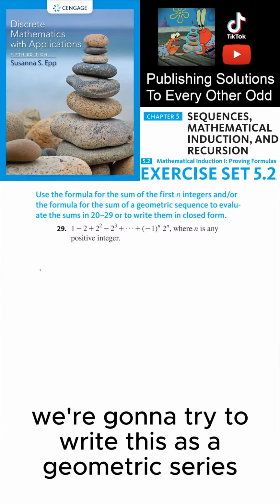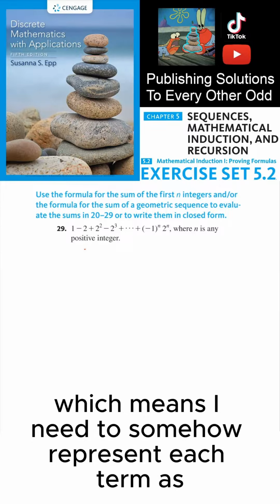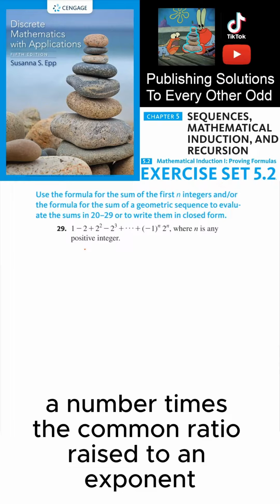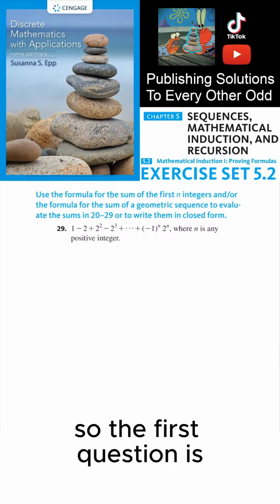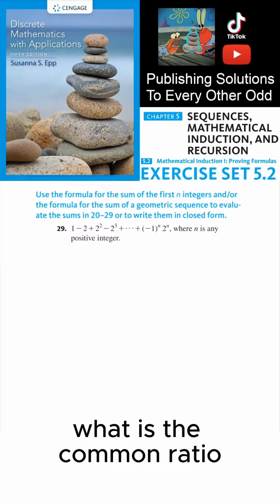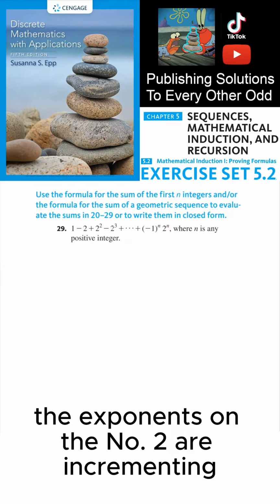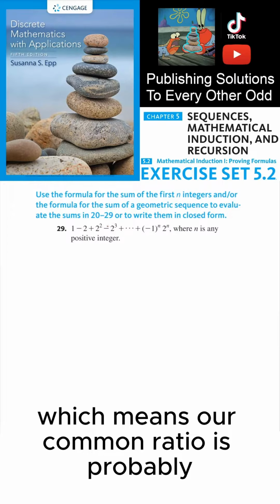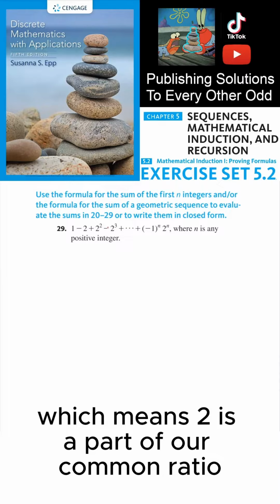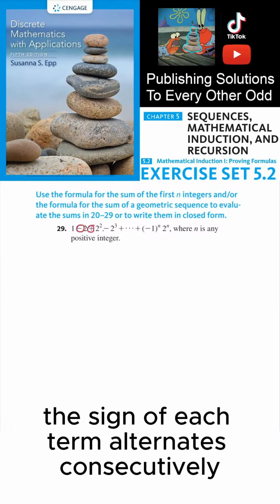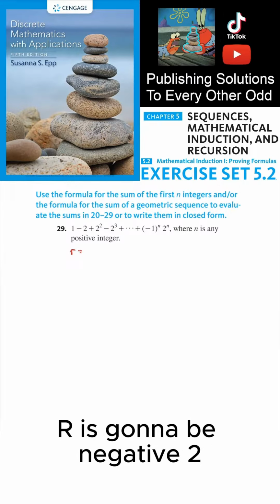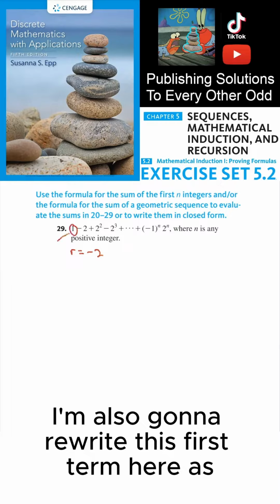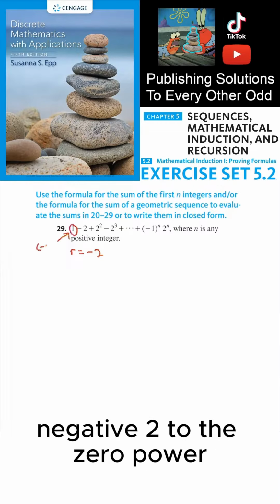So the first step is we're going to try to write this as a geometric series, which means I need to somehow represent each term as a number times the common ratio raised to an exponent. So the first question is, what is the common ratio? Well, if you notice, the exponents on the number 2 are incrementing according to the index variable, which means 2 is a part of our common ratio. The other thing is the sign of each term alternates consecutively, which means that our common ratio r is going to be negative 2. I'm also going to rewrite this first term here as negative 2 to the 0 power.